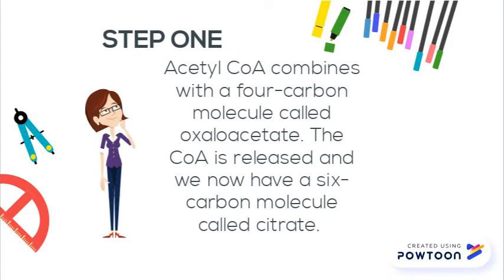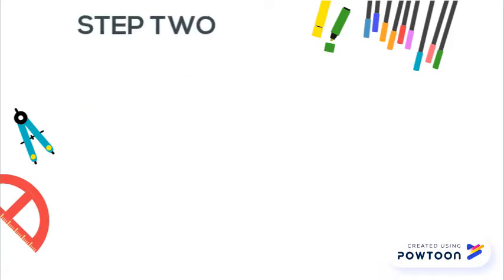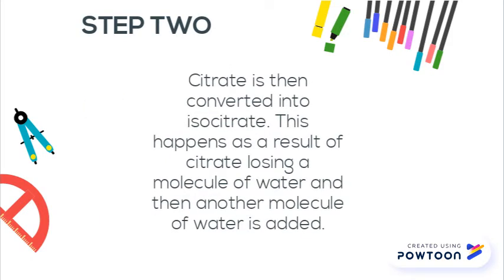Acetyl CoA combines with a 4-carbon molecule called oxaloacetate. The CoA is released and we now have a 6-carbon molecule called citrate. Citrate is then converted into isocitrate. This happens as a result of citrate losing a molecule of water and then another molecule of water is added.